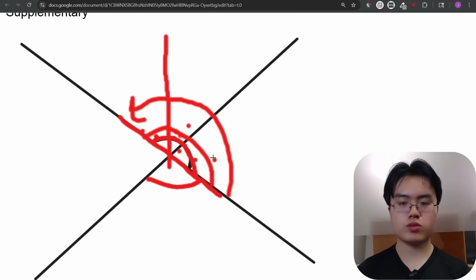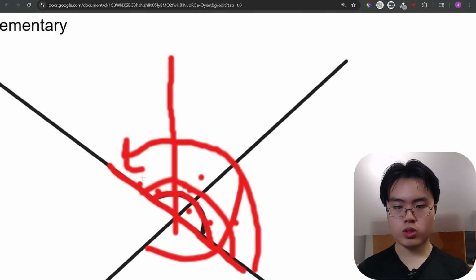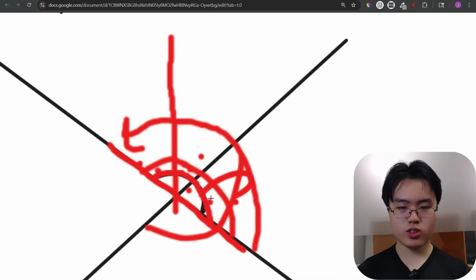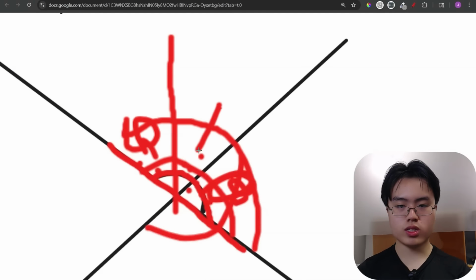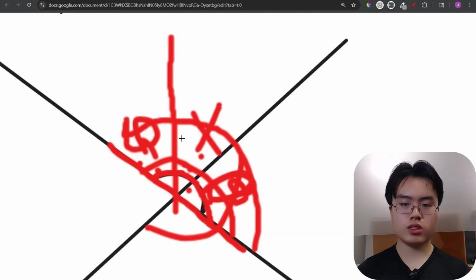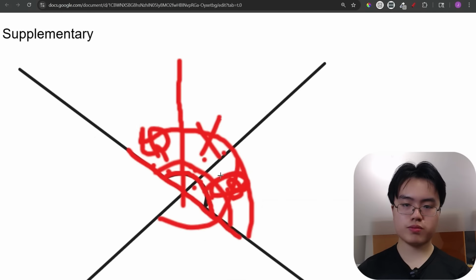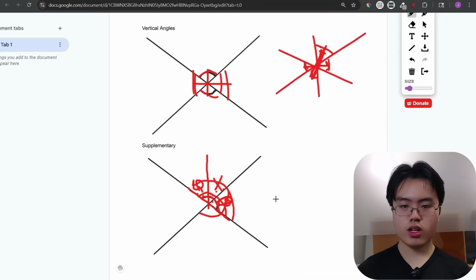Okay, if there's a bunch of angles on a line, they add up to 180 degrees, and you can use that to find. Let's say we know this angle and we know this angle, but we don't know this angle. Then we can just do 180 minus these 2 to get this one. Okay, so it's a bit messy, but we'll move on.